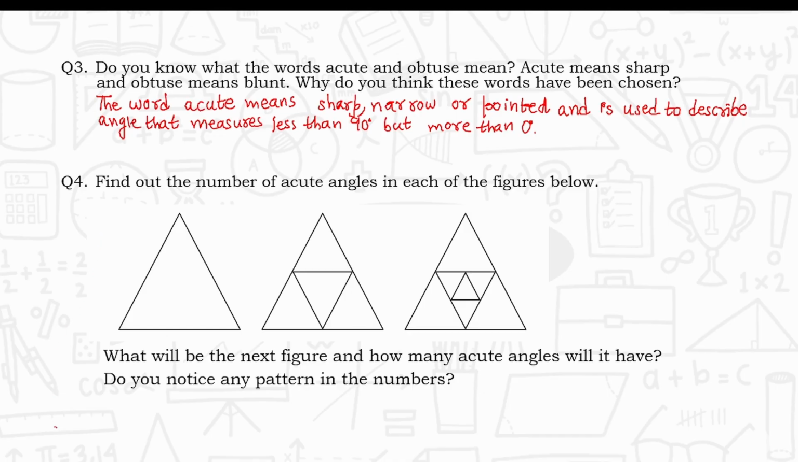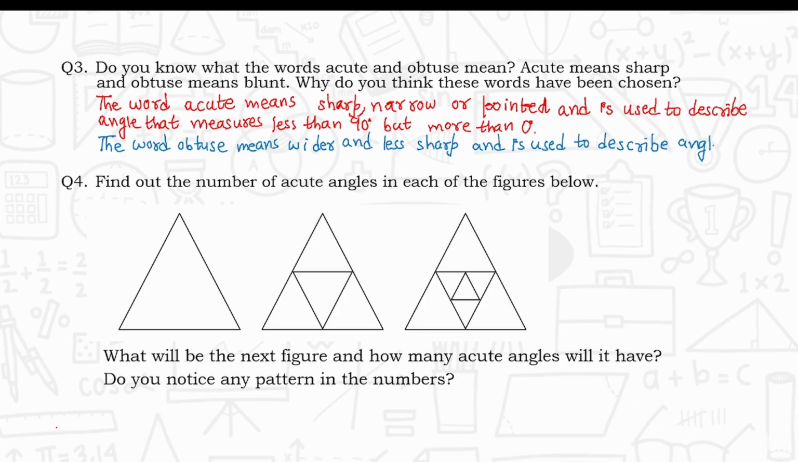And for obtuse, the word obtuse means, as it's written, blunt or wider and less sharp, and is used to describe an angle that measures less than 180 but more than 90.